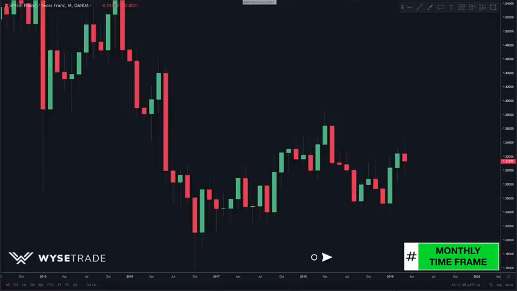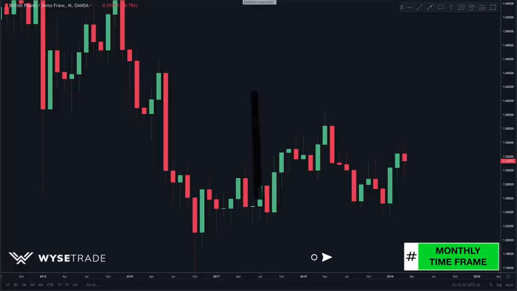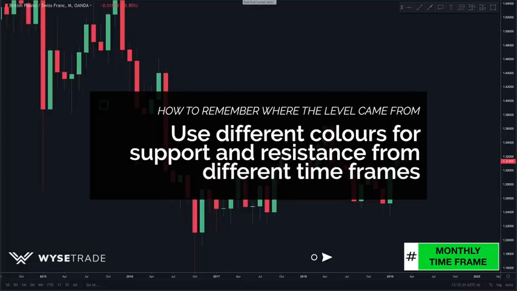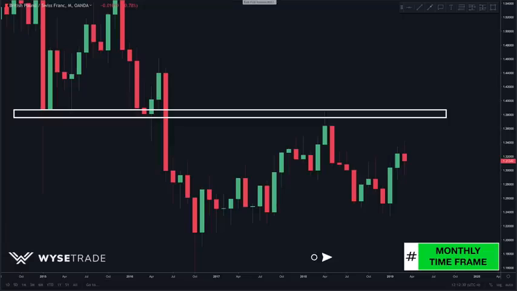So here in the pound Swiss monthly time frame, we often find that monthly levels can hold more weight if used correctly. Also, when you jump between time frames, you'll forget where the level of support or resistance came from. So to solve this, we'll make the monthly support and resistance levels a certain color, in this case green, and then the weekly levels will be a different color. Again, starting from the top, we spot this obvious level up here, so we draw it in.